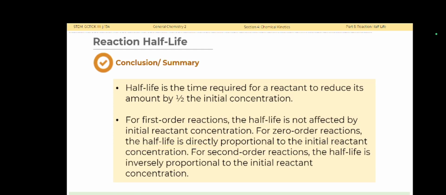To summarize, half-life is the time required for a reactant to reduce its amount by 1/2 the initial concentration. For first-order reactions, the half-life is not affected by initial reactant concentration. For zero-order reactions, the half-life is directly proportional to the initial reactant concentration. For second-order reactions, the half-life is inversely proportional to the initial reactant concentration.